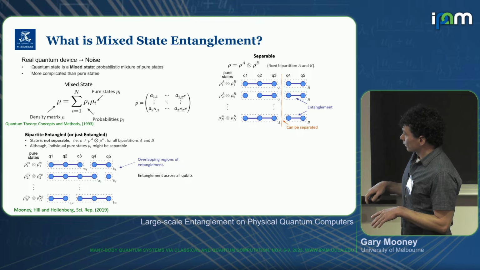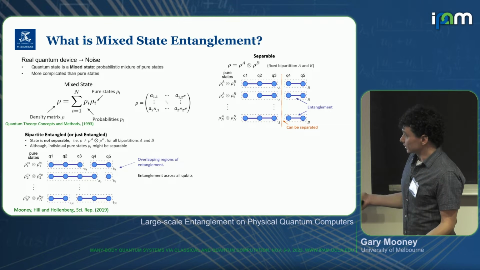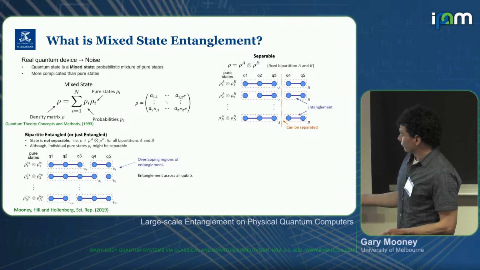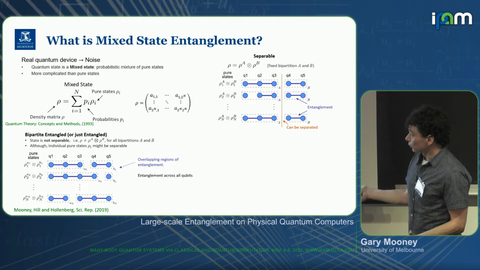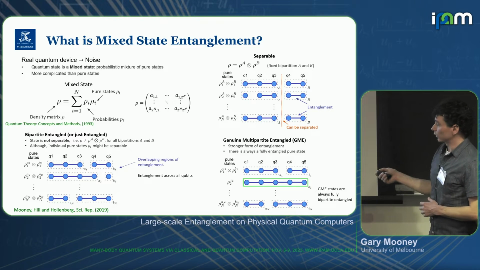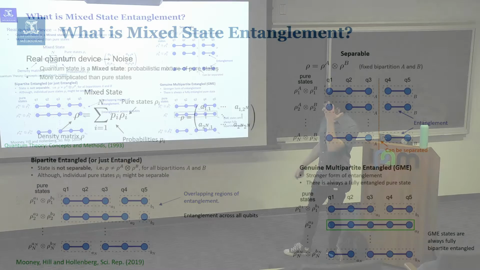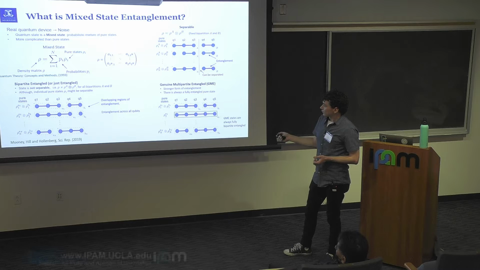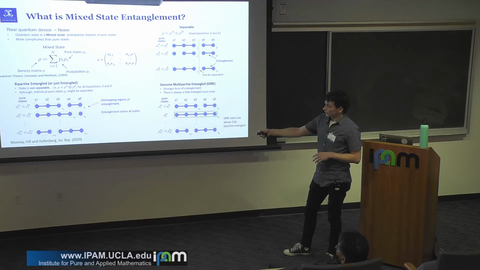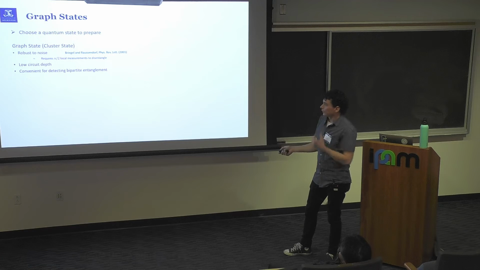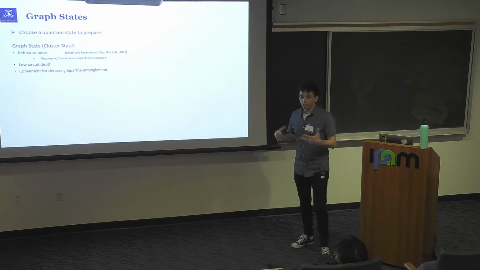Yeah, the whole state is entangled, you can't separate it, but it doesn't necessarily imply a stronger form of entanglement, which is genuine multipartite entanglement, where you have a pure state in the mixture that's fully entangled across the whole device. We're going to be looking at both of these today. Just to clarify, if we detect bipartite entanglement, that does not necessarily imply genuine multipartite entanglement, but it does the other way around. Cool.